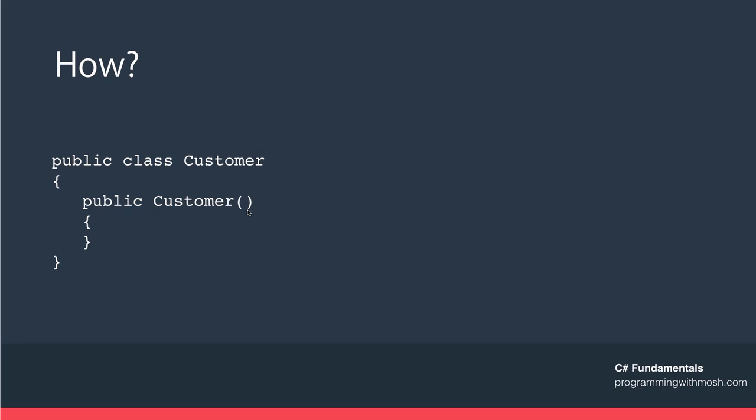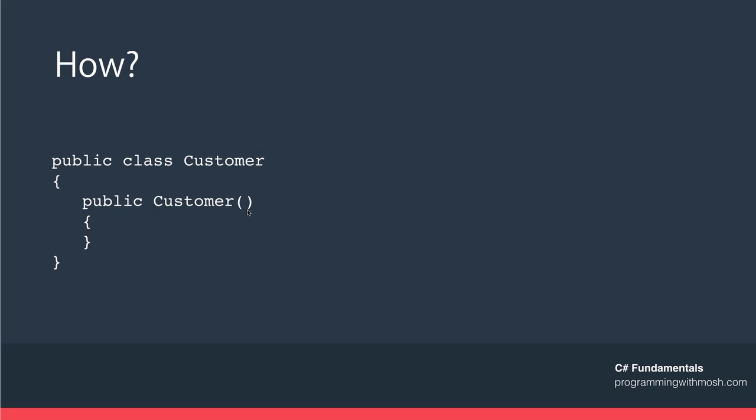If you don't define a default or parameterless constructor for your class, the C# compiler creates one for it. You're not going to see it, but it will be in the IL or intermediate language code that will be the result of the compilation. That constructor doesn't do anything. It just initializes the fields of the class to their default values.